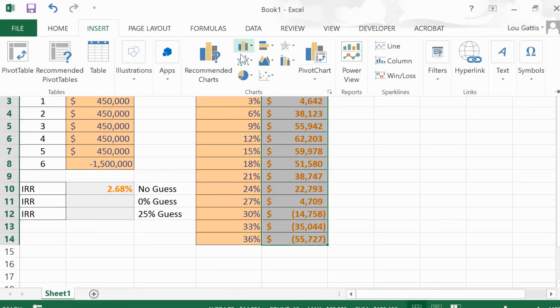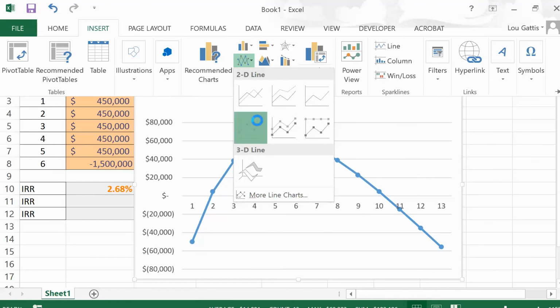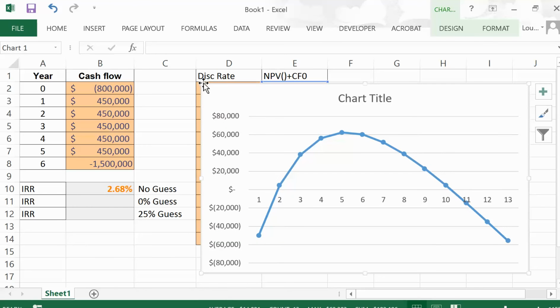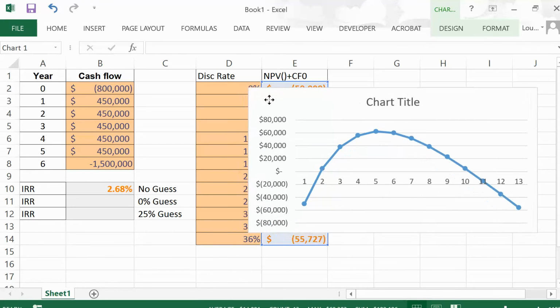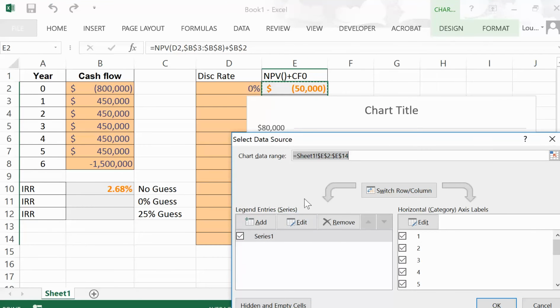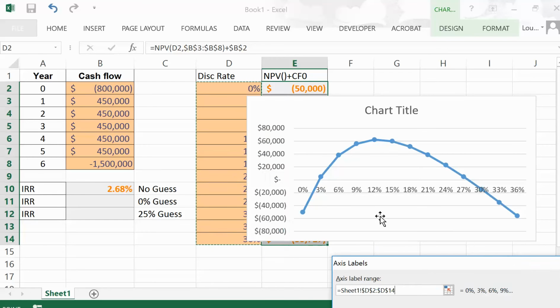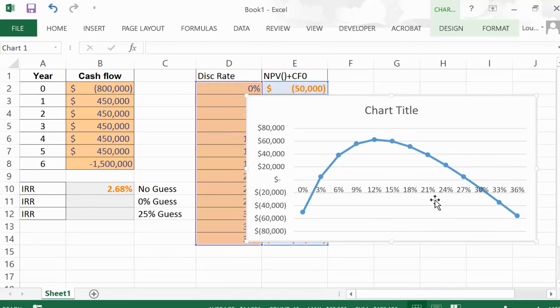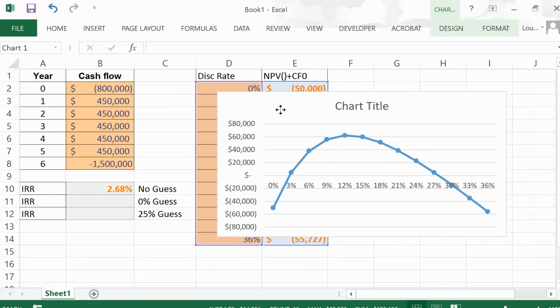Now let me graph these NPVs. I'm just going to insert a graph. So now we can see our NPVs. Let me add an axis. Right click, select data. Let me click the horizontal axis and put in the discount rates. Now you can see that the NPV is positive as long as the rate is above about 3% and below about 27%. Here it calls into question the whole concept of IRR.